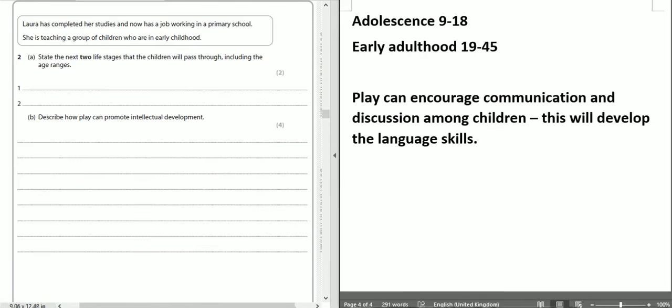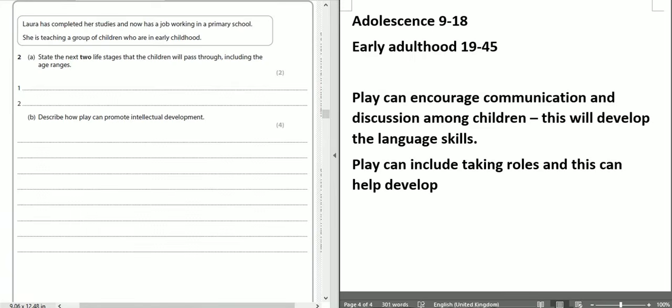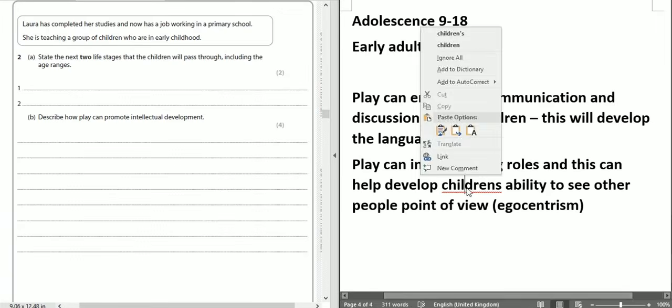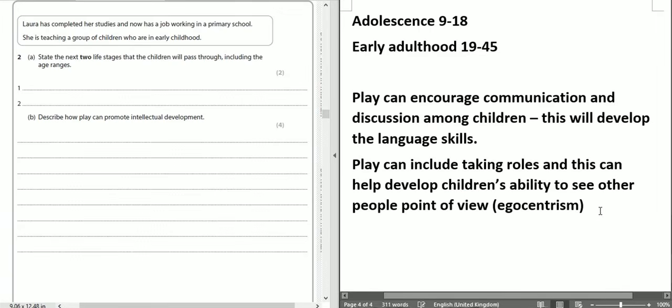What I also would put is that play can include taking on roles, and this can help develop children's ability to see other people's point of view, which is egocentrism. So again, another Piaget theory in terms of cognitive development coming through play and the stages of play.